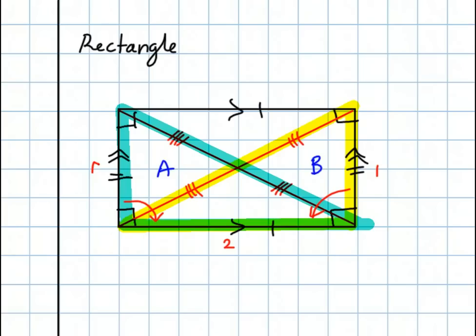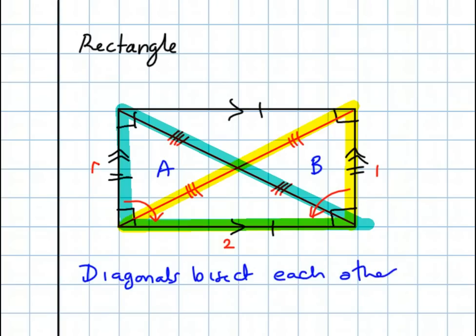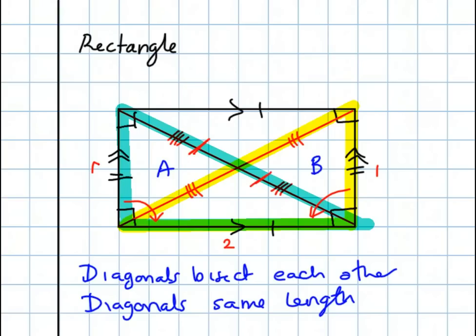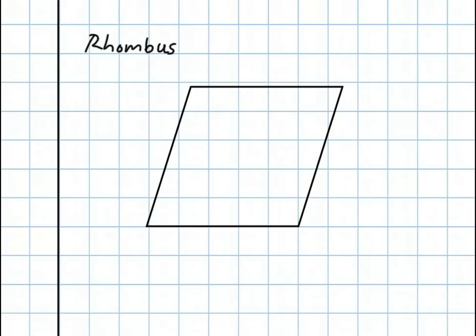Therefore, triangles A and B are congruent, which means that not only, because it's a parallelogram, do diagonals bisect each other, but also that diagonals are the same length. Which means, of course, that this length here and this length here must be the same as this length here and this length here. Right, let's look at our third quadrilateral, the rhombus.